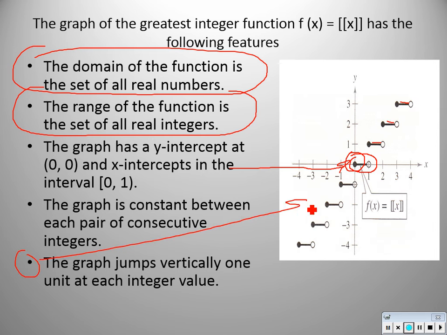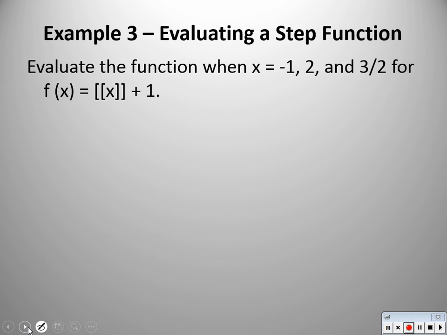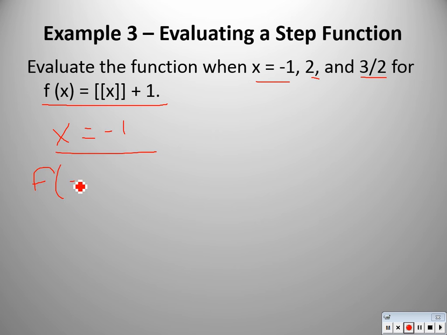And we're going to talk about some different things with a table of values to illustrate that. So take a look at this here. The question says to evaluate the function when x equals -1, x equals 2, and x equals 3 halves for the following function, the greatest integer function of x, plus 1. So if I start with x equals negative 1, I put a negative 1 in for x, so I have the greatest integer function of negative 1, plus 1.